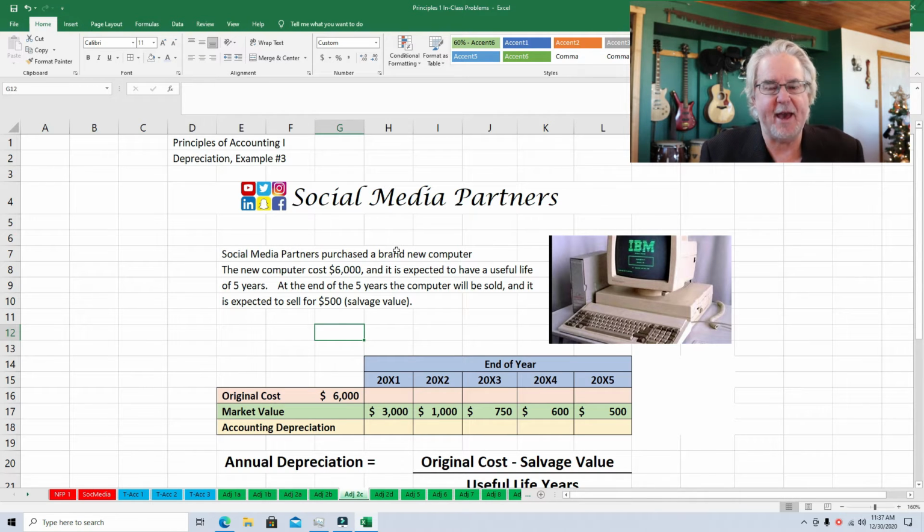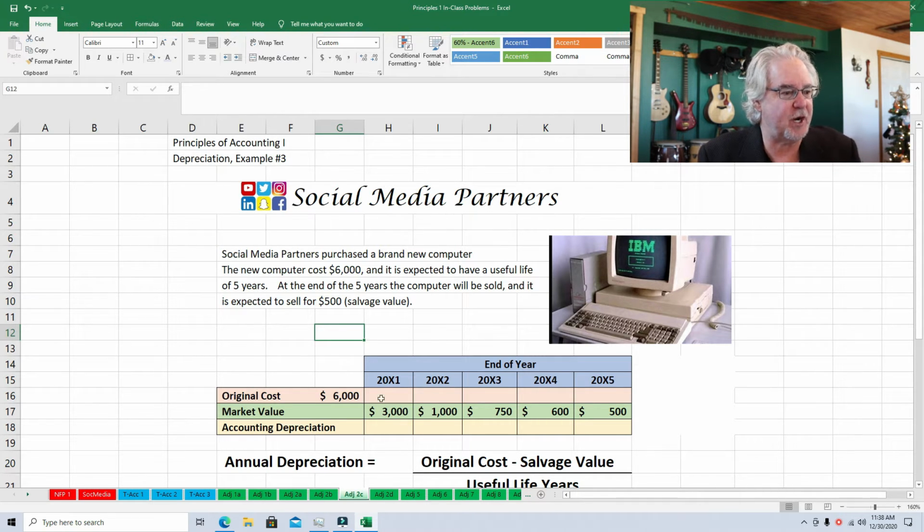So here's what we have happening, folks. We've got social media partners. They bought a brand new computer. Look at this beautiful old IBM computer. It's probably from 1985, I would think. Anyways, they paid $6,000 for this computer, and they expect this computer to last about 5 years. After 5 years, it'll be obsolete, and I think it's probably obsolete already. But anyways, that's the computer that they bought. And folks, they feel after the end of 5 years that it'll probably have a value of about $500.